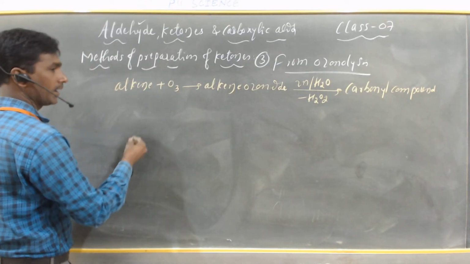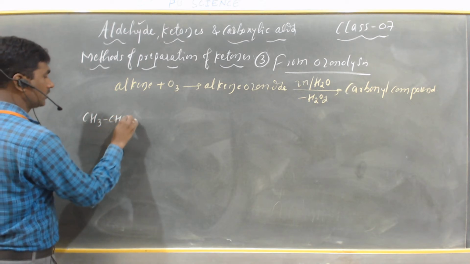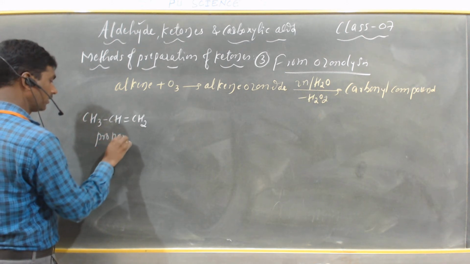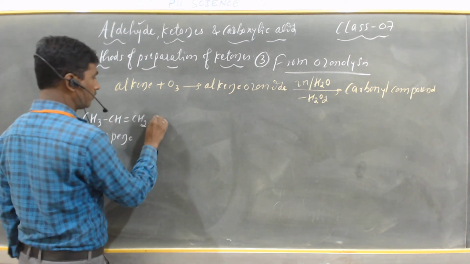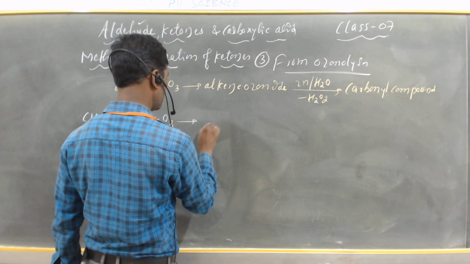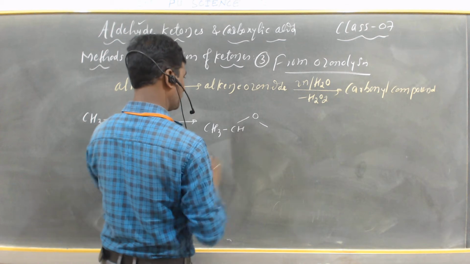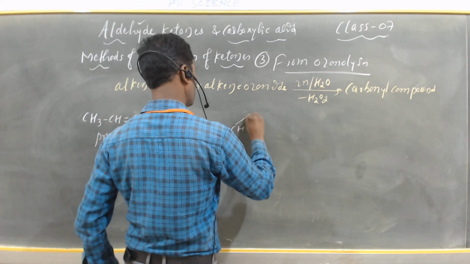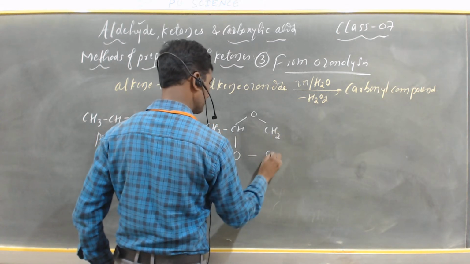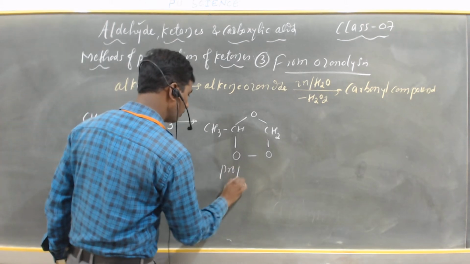Now I can read an example: CH3CH=CH2, which is called propene. Propene reacts with O3, ozone. What does it give? CH3CHO and CH2O, and this is called propene ozonide. This is propene with ozone, and it gives propene ozonide.